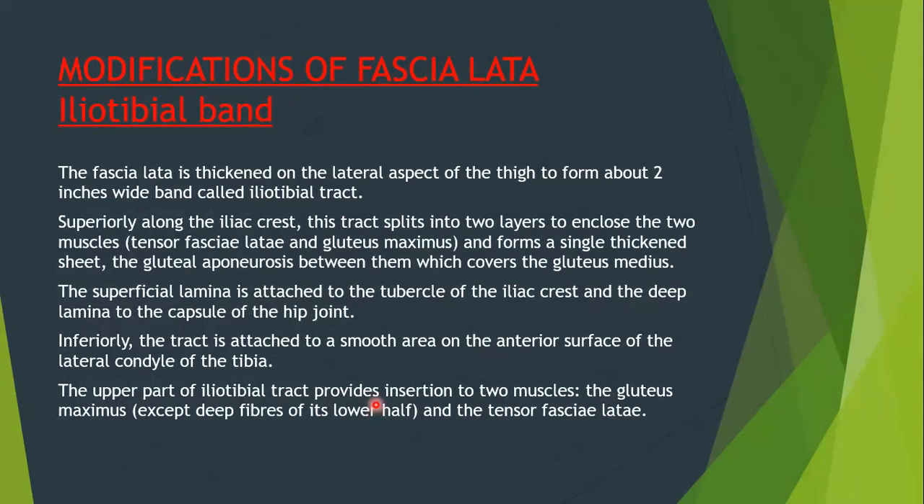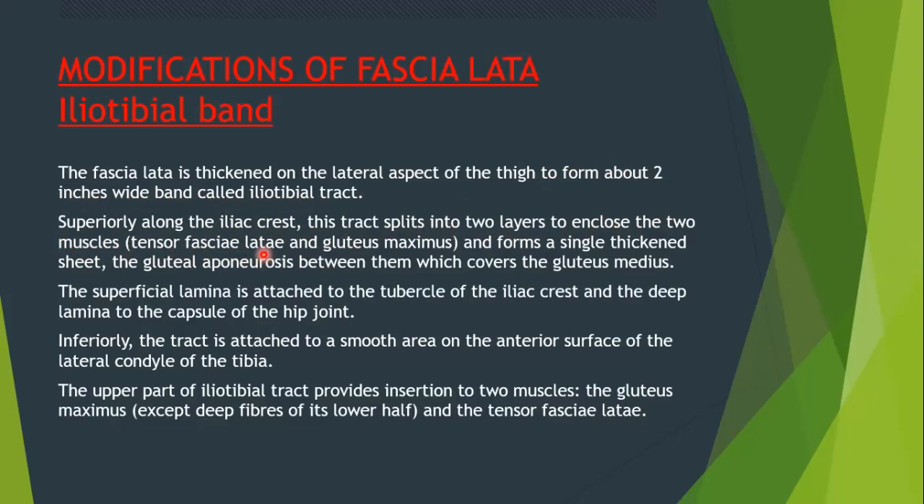Now, the fascia lata is usually thickened on the lateral aspect of the thigh to form about a 2 inch wide band called the iliotibial tract or the iliotibial band. Now, superiorly, along the iliac crest, this iliotibial band usually splits into 2 layers to enclose 2 muscles. So it will enclose the tensor fascia lata and the gluteus maximus.